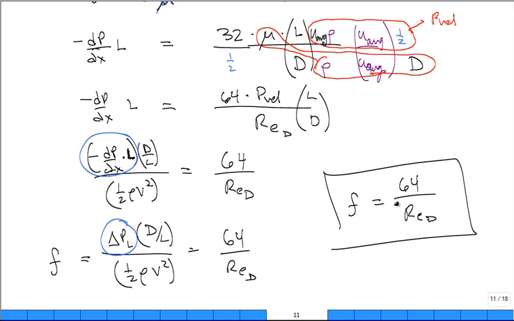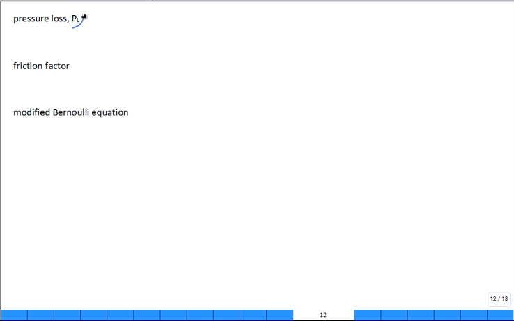And you have just 64 over the Reynolds number. Okay? So we've shown two things: how to calculate the pressure loss for fully developed laminar flow in a pipe. The pressure loss is going to be calculated by unraveling: friction factor is equal to 64 over the Reynolds number. Okay, so this unraveling, that was delta PL, or pressure loss, however you want to write it.